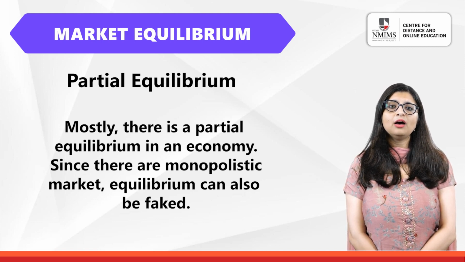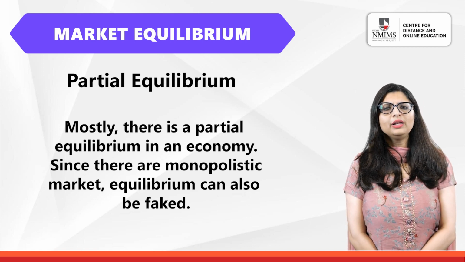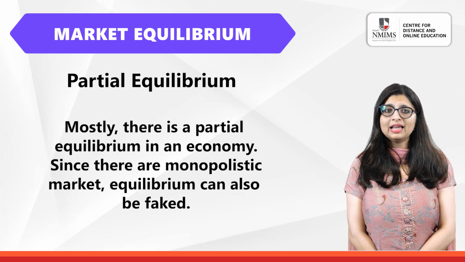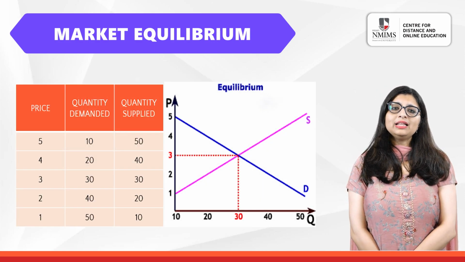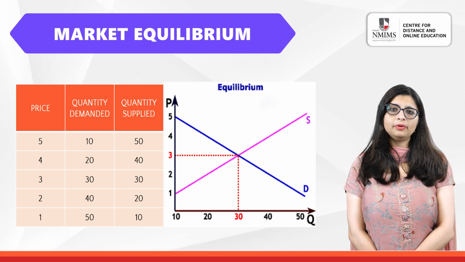For example, say a product is sold only by a single company. They can manipulate the supply to increase the price at which they sell. Now let's see a graphical representation of the concept of equilibrium.